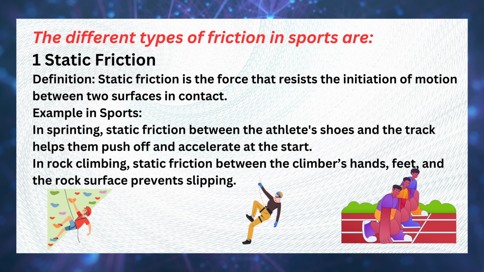The different types of friction in sports are: 1. Static friction. Static friction is a force that resists the initiation of motion between two surfaces in contact. Example in sports, in sprinting, static friction between the athlete's shoes and the track helps them push off and accelerate at the start. In rock climbing, static friction between the climber's hands, feet, and the rock surface prevents slipping.